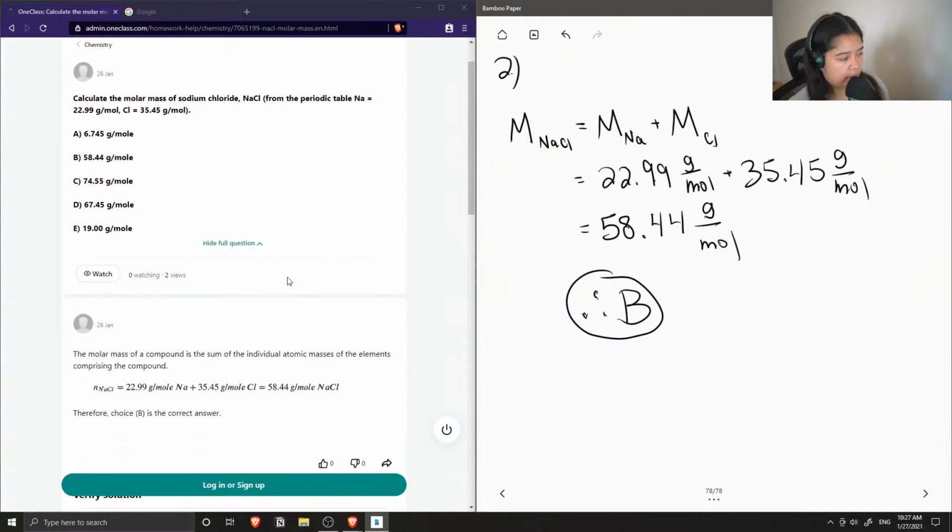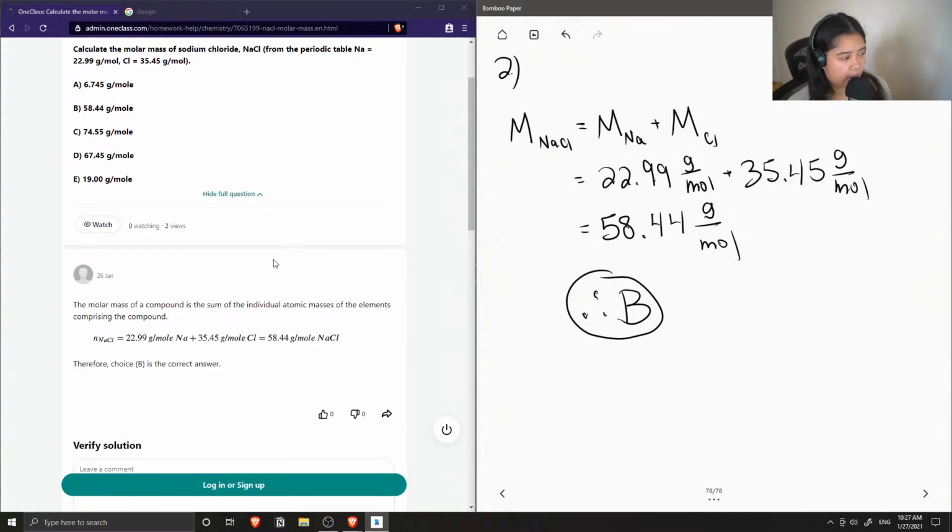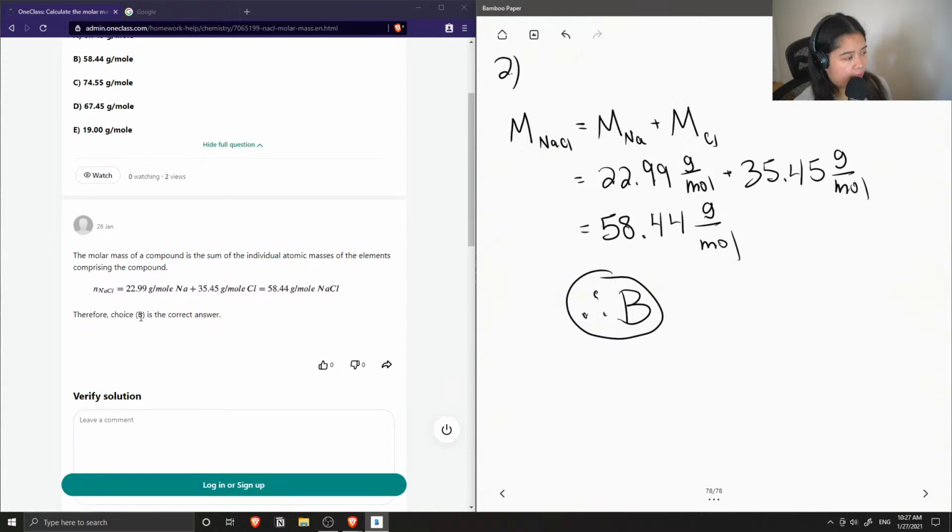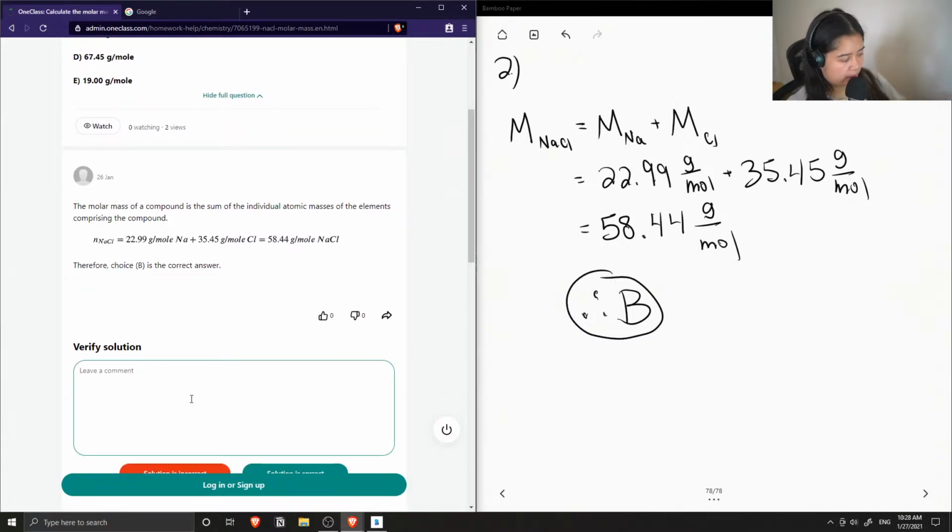Okay, so the junior tutor said that the molar mass of a compound is the sum of the individual atomic masses of the elements comprising the compound. They have the molar mass of NaCl is equal to the sum of the molar masses of sodium and chlorine, and they also got 58.44. So this solution is correct.